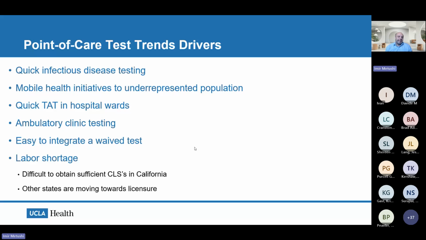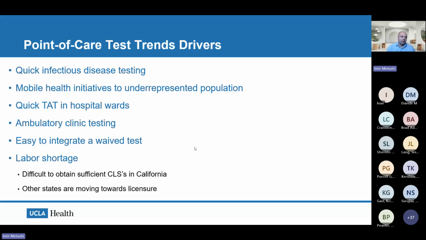The ability that this type of testing has to be offered at bedside to those people that need it, that may be in locations other than hospital or physician offices, because they may not be able to have access to those resources. I'm talking to the underrepresented population, driving around and accessing those people. And we'll take a look at that.